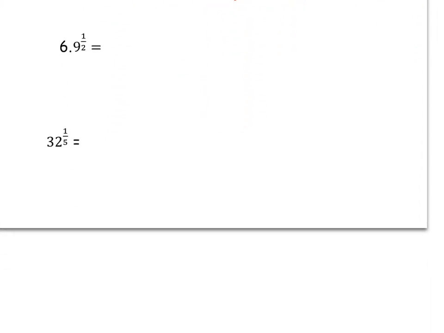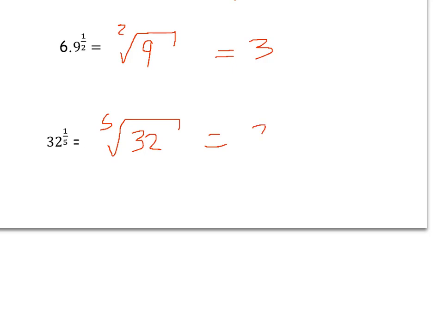The sixth rule, 9 to the power of a half. Well, powers of a half are roots. So 9 to the power of a half is the second root of 9. And the second root of 9 means square root of 9, which is 3. 32 to the power of 1/5 means we're looking at the fifth root of 32. So what that means is we're looking for a number that multiply it by itself 5 times gives you 32. And the answer to that is 2.